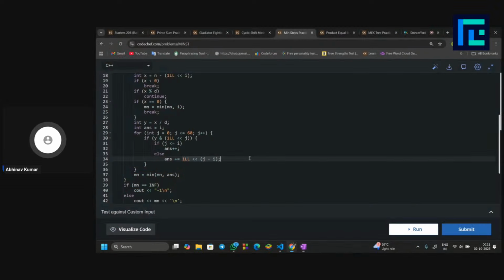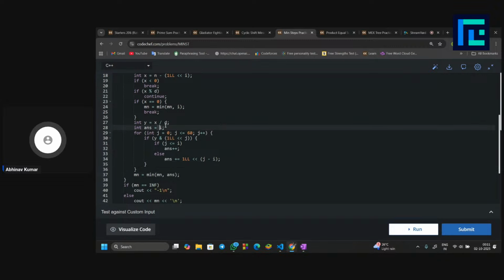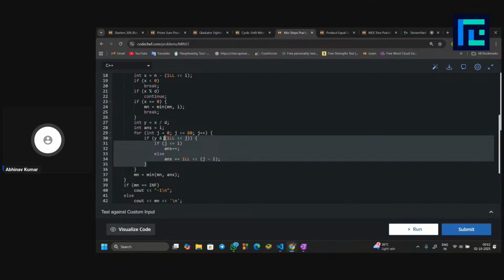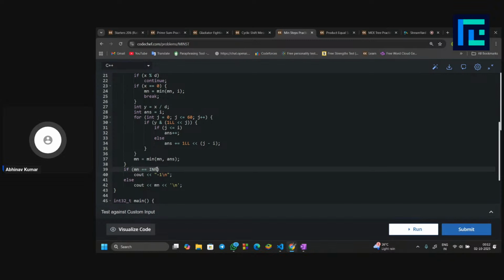Once we have done that, we get the final answer, which we initialized with I, so I number of type 1 operations, and this way we update the number of type 2 operations. So in answer, we get the total number of operations for this fixed I. This we minimize with the minimum overall answer. If the minimum overall answer remains infinity, we print -1, otherwise we print the minimum answer. Okay, so I hope this logic is fine to you.